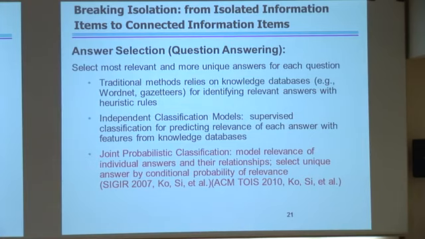But our argument is we want to model the relevance of individual answers and their relationship together in a unified way. Because if 2 answers are somehow similar to each other, for example, if you know from WordNet that these 2 words are synonyms or somehow related, and you know one answer may be highly relevant, then the other answer may also tend to be relevant. We would like to model this kind of behavior.